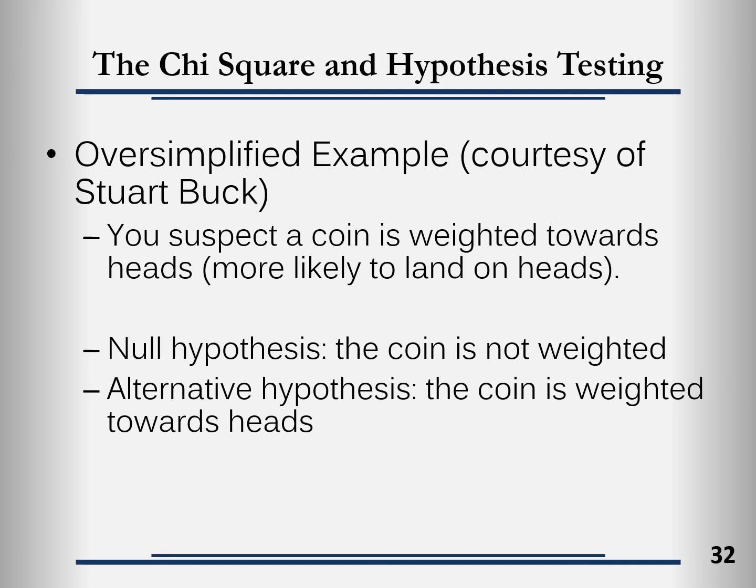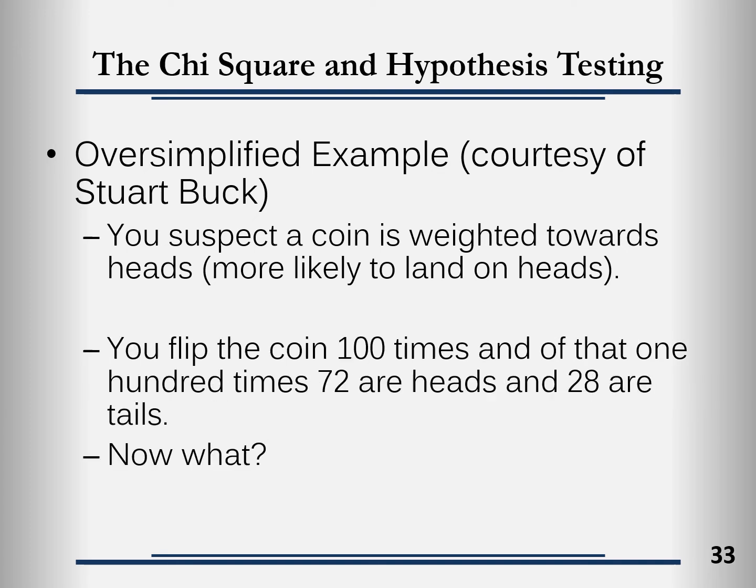Let's assume that you suspect that a coin is weighted, so that when you flip it, it's more likely to land on heads. Now, your null hypothesis would be that there's nothing to see here. There's nothing going on. There is no difference between heads and tails, and so the coin is not weighted. But your alternative hypothesis is that the coin is weighted. So what will you do to test this? You will flip it multiple times. Let's say you flip it 100 times, and out of those 100 times, 72 are heads and 28 are tails.